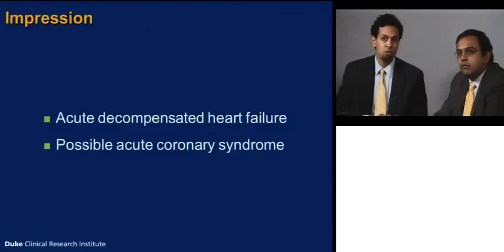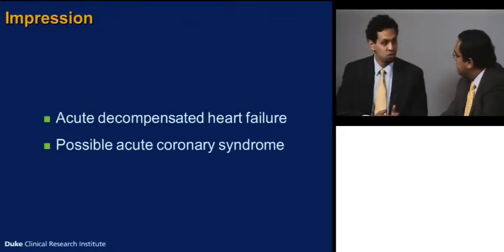So our impression initially was that he was in acute decompensated heart failure. He might have an acute coronary syndrome. And we have done a good job to this point of doing the history and the physical, certainly guideline-driven care for possibly diagnosing heart failure. And then the question arises, what to do next for a patient that may have multiple problems like this?